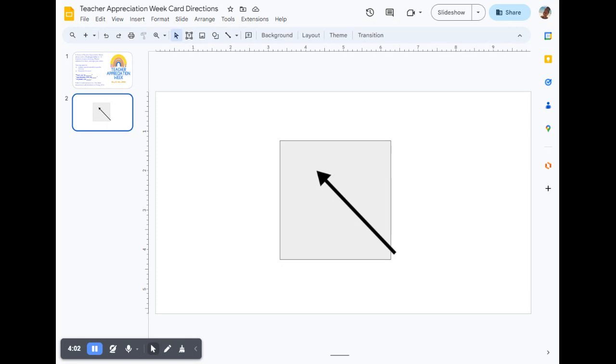And there you go. How do I close this thing?